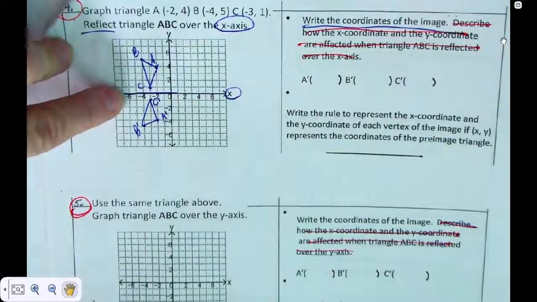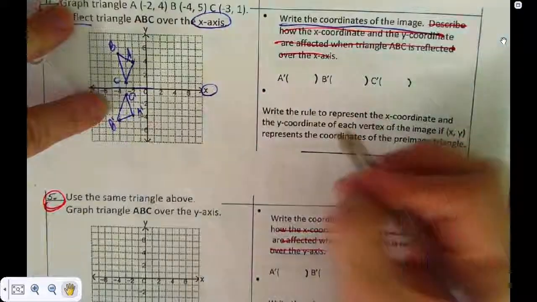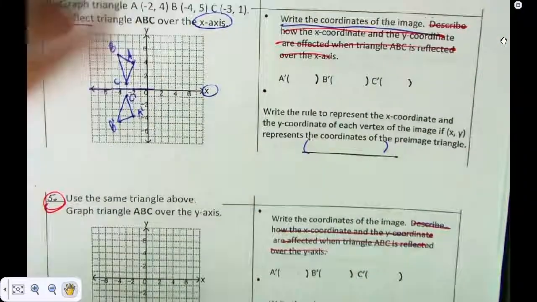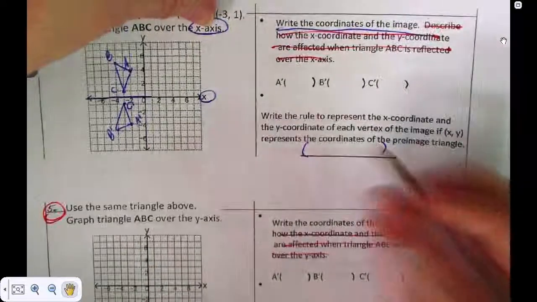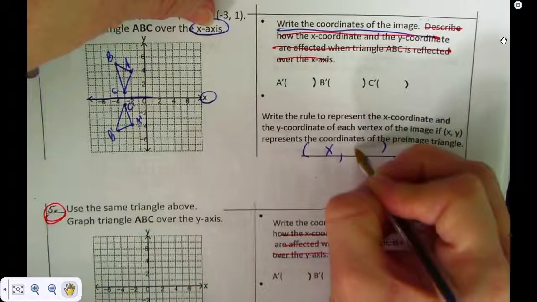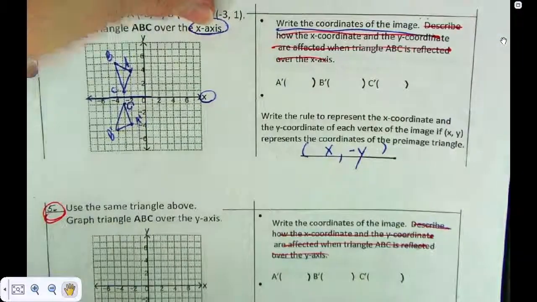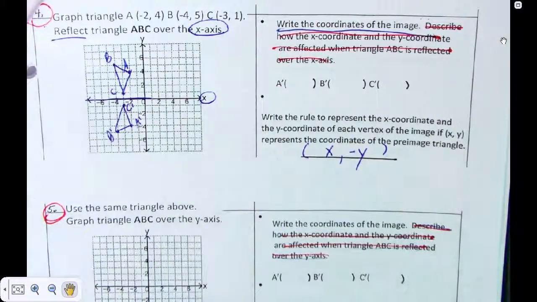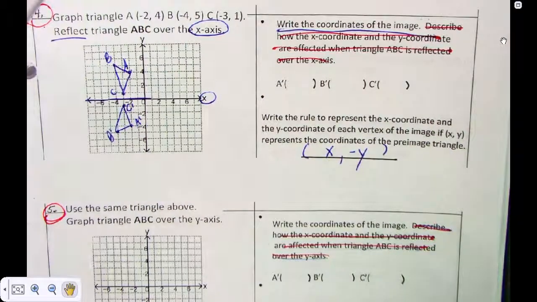It's got to be a reflection. The rule, when I go over the x-axis, somebody tell me the rule. X stays the same, y is negative. That's all you had to write, people. X, -y. X stays the same, y is the opposite.